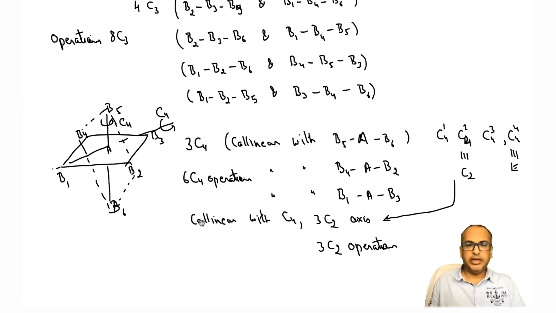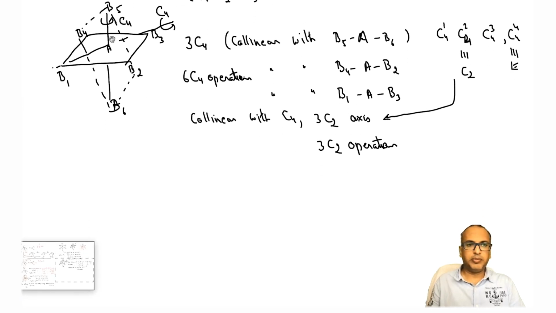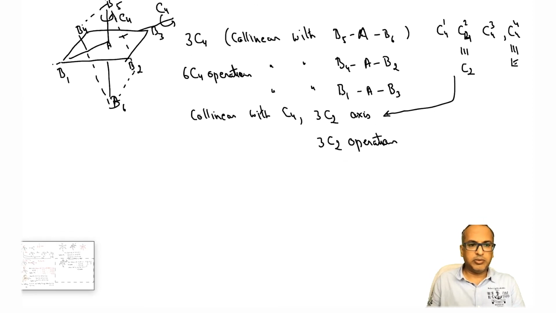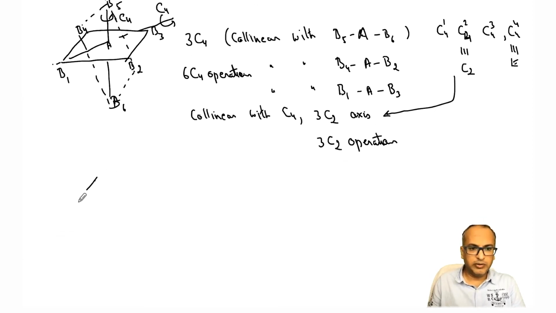Now what else? Any other proper axis of rotation? Yes, there are 6 more C2s. What are those C2s? Any ideas? So let me draw this molecule again because otherwise it will be difficult to annotate.